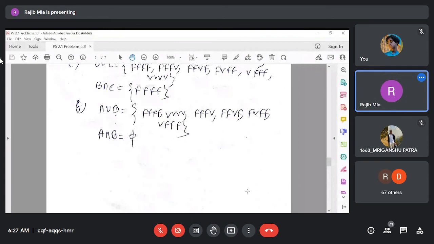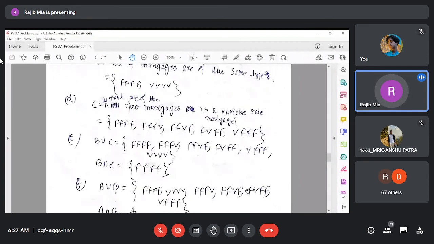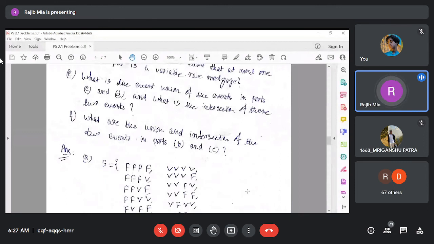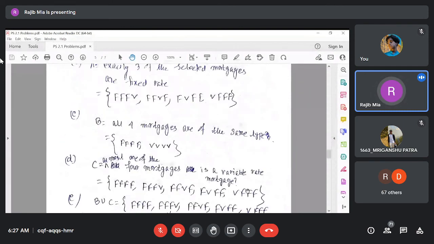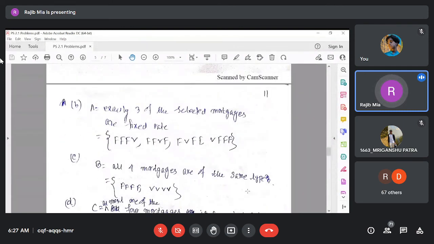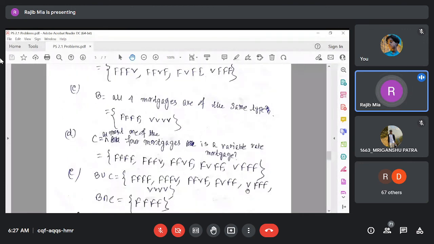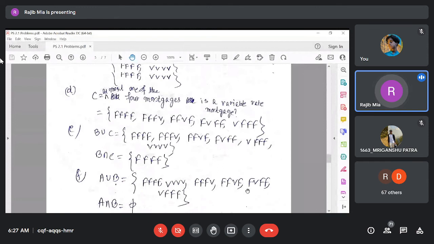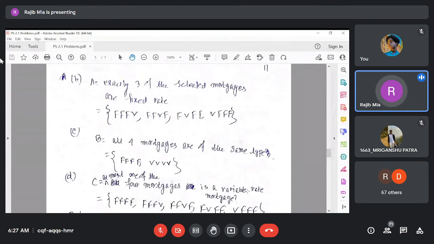Similarly, in part F, what are the union and intersection of the two events in parts B and C? Part B means A and part C means B. So you have to find A union B and A intersection B. Here A and B have no common points, so A intersection B is the empty set.